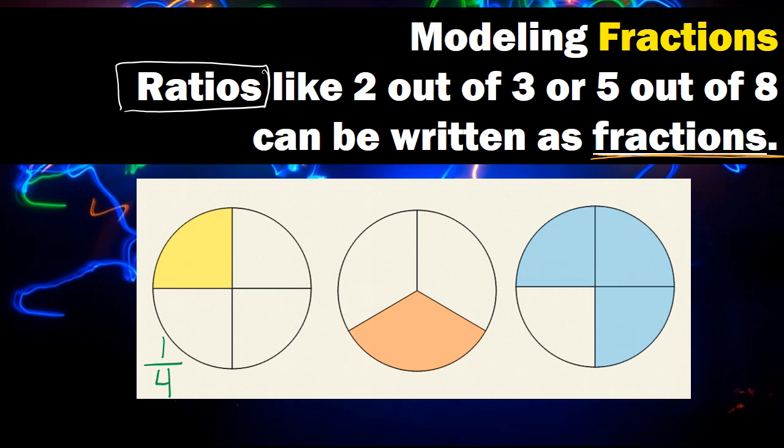So we have a part to whole ratio. In our second fraction, we have 3 parts total, but we have 1 part shaded, so we have 1 out of 3 parts that are shaded. And our last fraction here, we have 4 total parts, and there are 3 shaded, so we would read that as 3 out of 4.